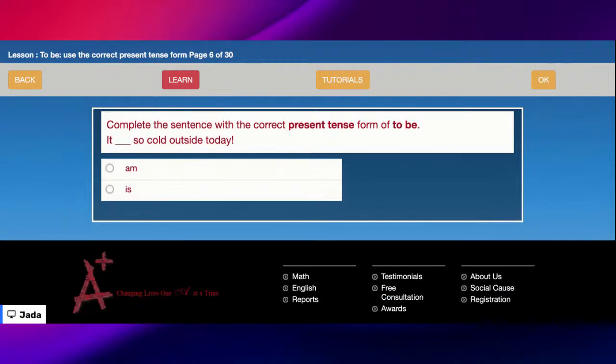It dash so cold outside today. The best answer is, what is the best answer?